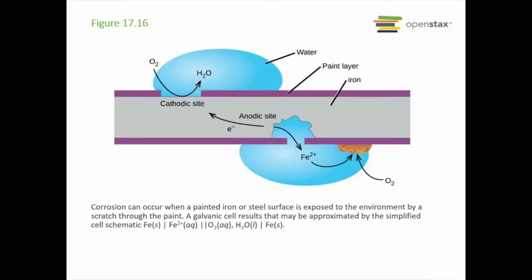So this is showing you corrosion on some iron. Sometimes you can paint it. If you paint it, you're protecting the inside iron from exposure, so it won't rust. But if that paint were to chip away, then you can still form that galvanic cell, and you can see kind of what's happening here. A cathode site versus an anode site. And then how water plays a part in that.